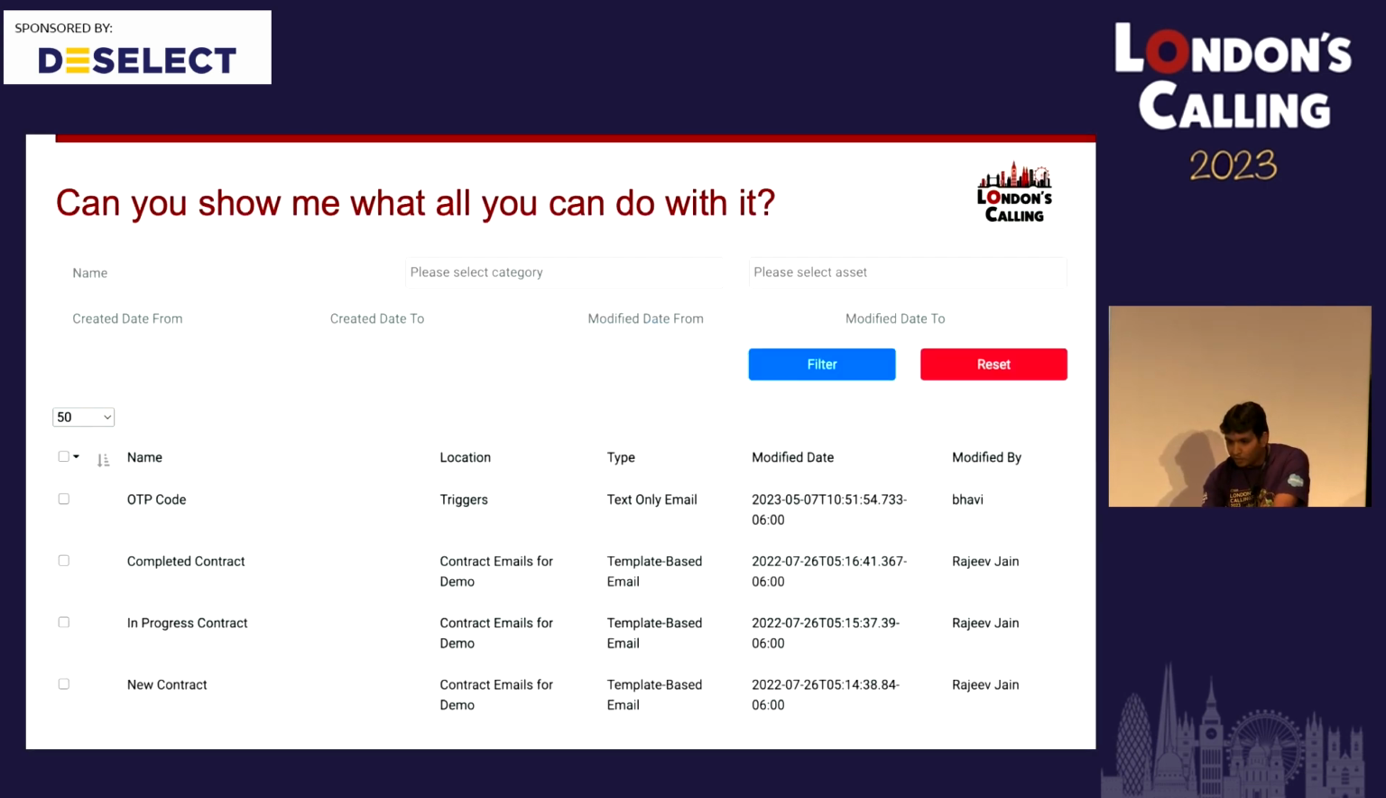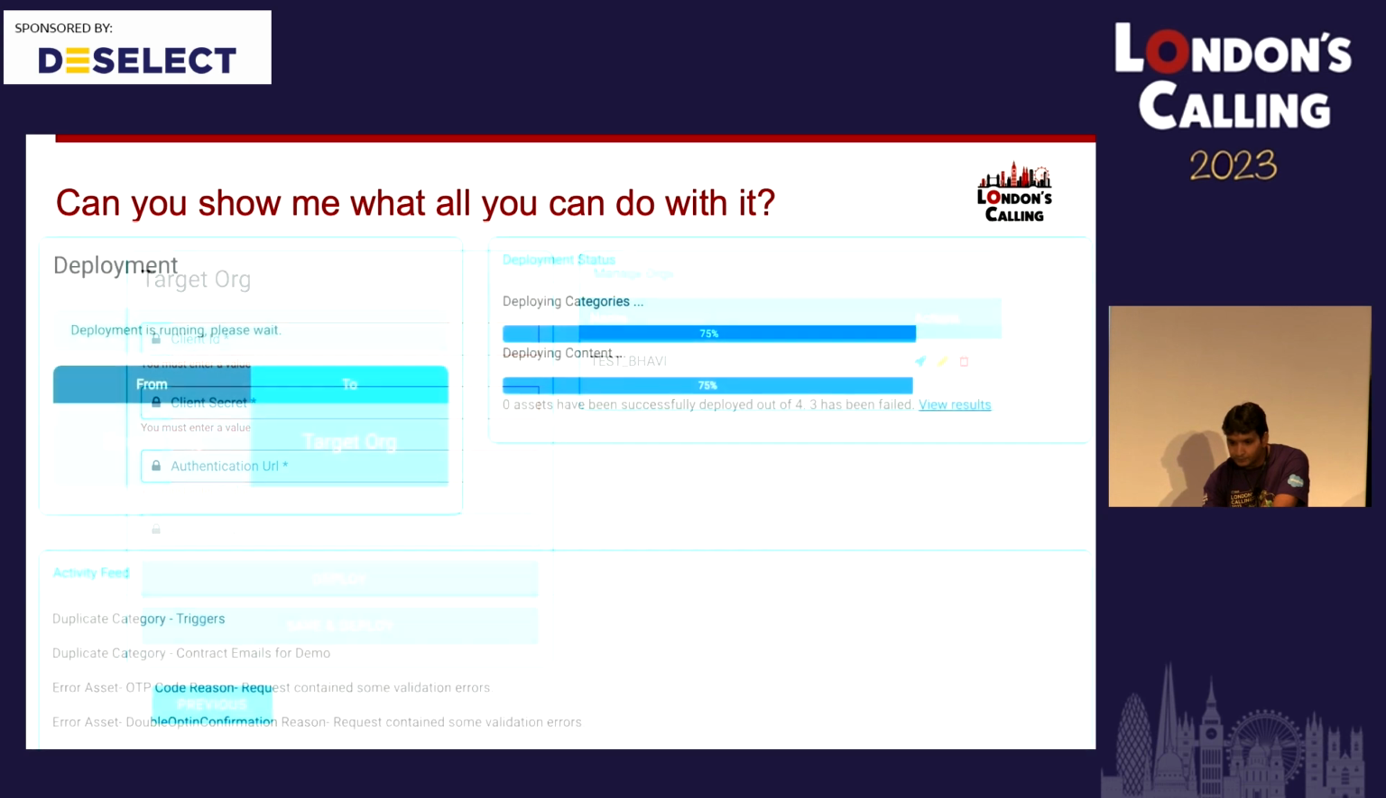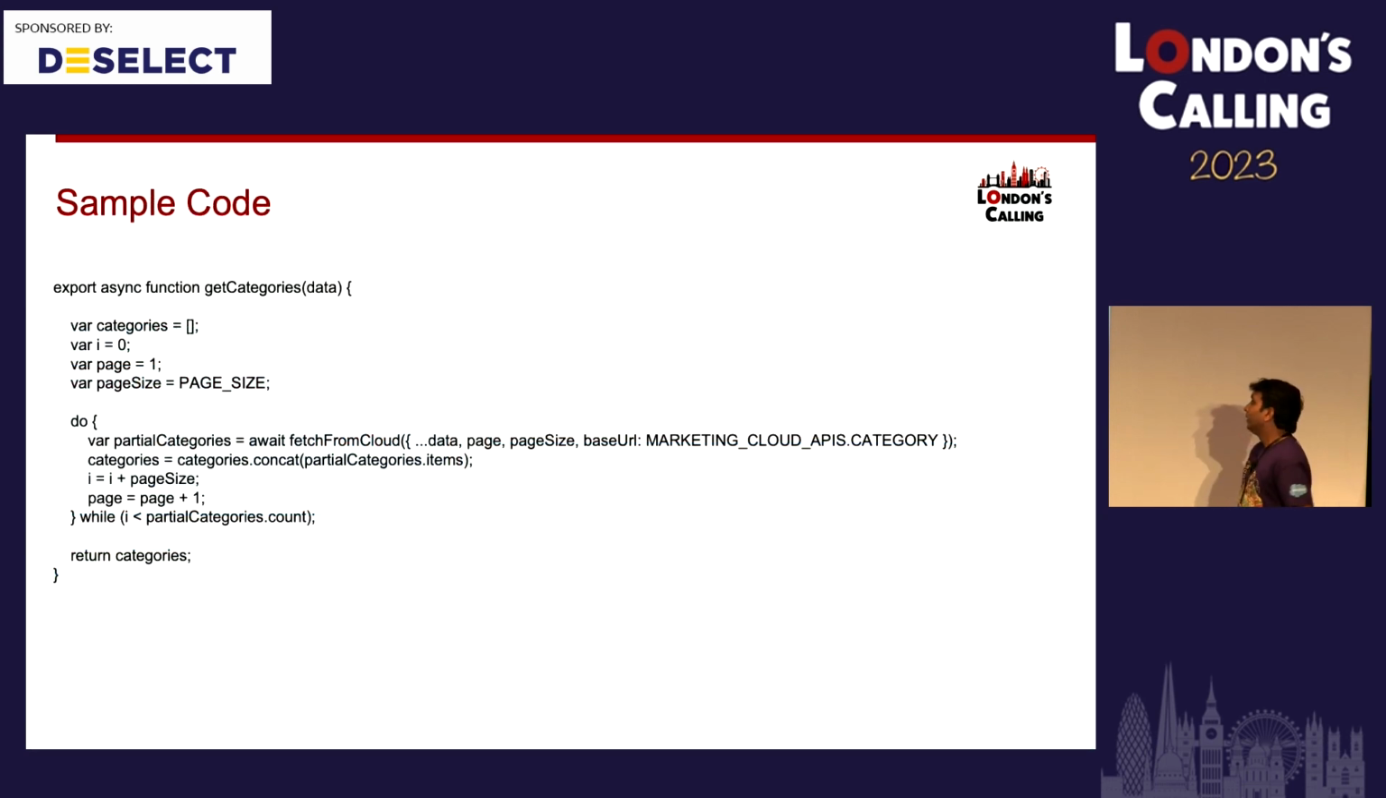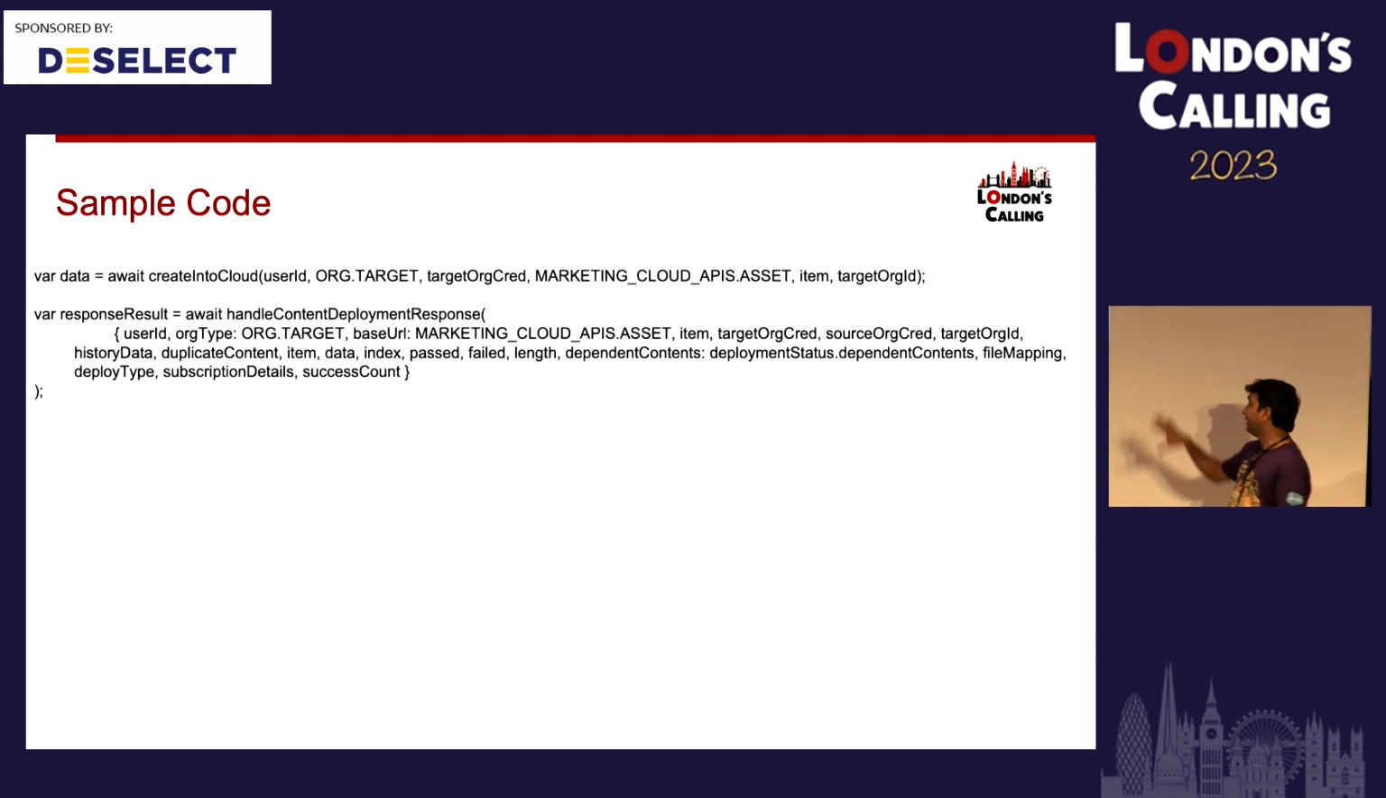Okay, so we talked about this one. This small application I had put together for this demo is all in Node.js. In Node.js, we are just calling the Marketing Cloud APIs to pull the data, and then packaging it, and then deploying it into a target org. And over here, you can see the target org credential, source org credential, and so on. And then we are just calling Marketing Cloud APIs to deploy that data into the target org.